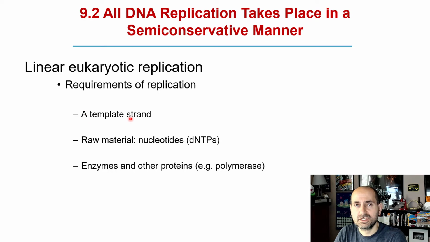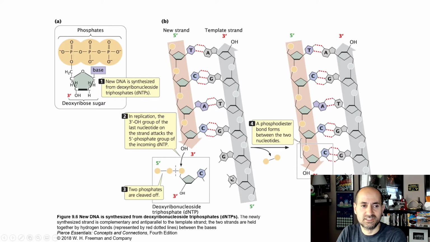You need a template to copy, a template strand. Remember, out of a double-stranded DNA, one strand serves as the template strand for copying. Then the raw materials you'll need are some dNTPs. Remember, we talked about this before. These are the deoxynucleotide triphosphates, right? These are the building blocks, the C's, G's, A's, and T's for DNA. And then you need enzymes, including the polymerase. This is the enzyme that links those nucleotides together with phosphodiester bonds to make the strands of DNA.